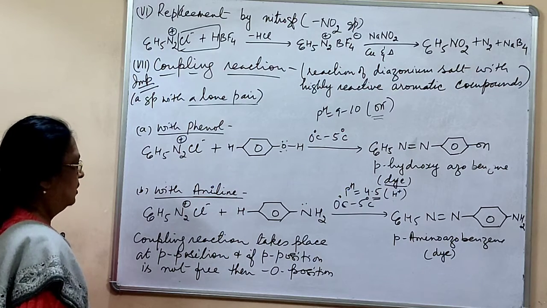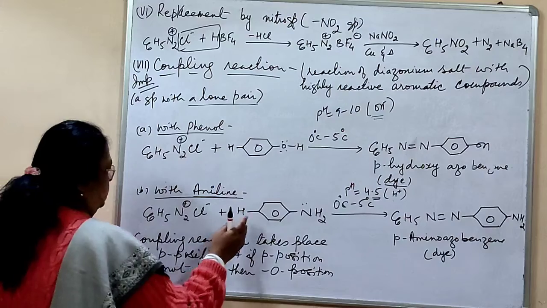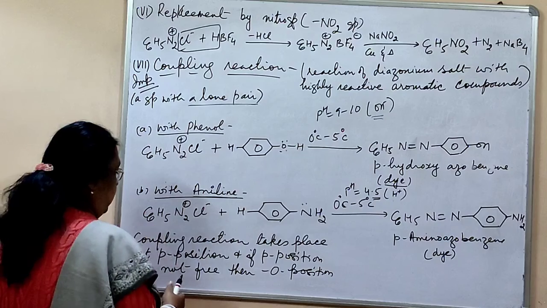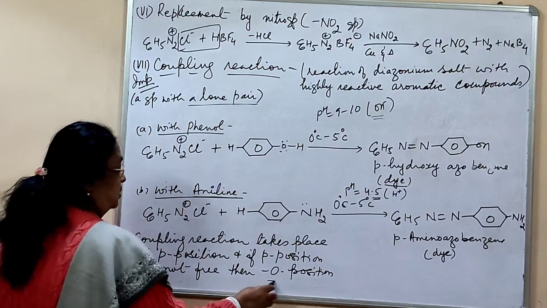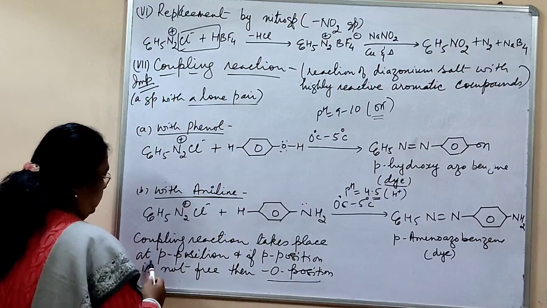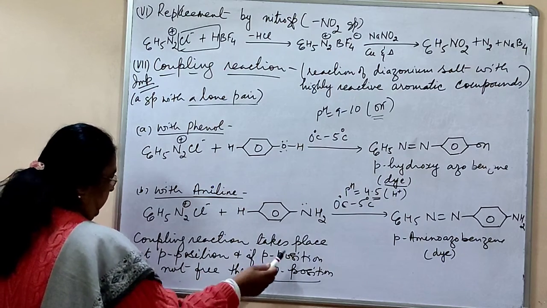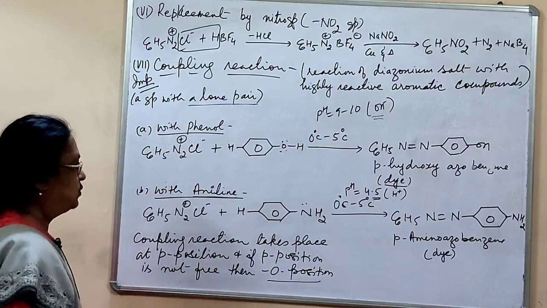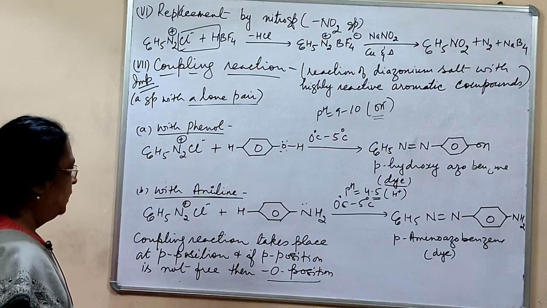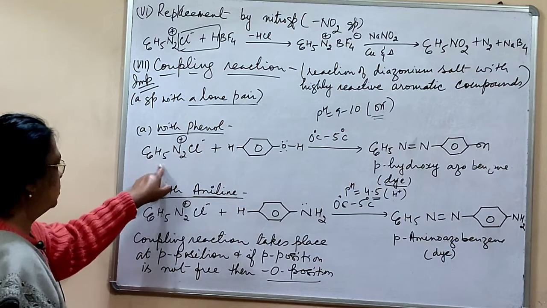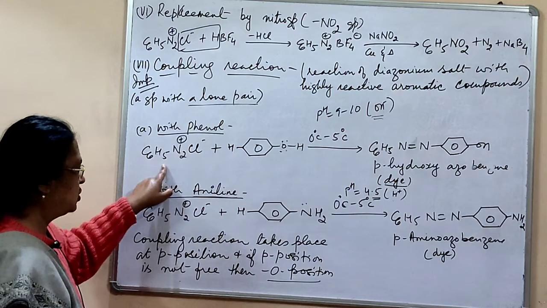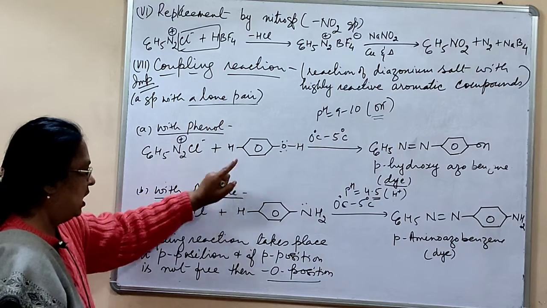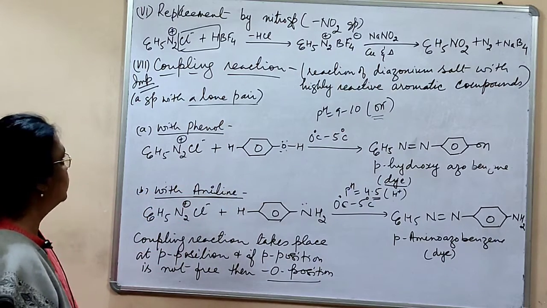found that if suppose aniline is having its para position occupied by some other group, then this coupling reaction will take place at ortho position. Coupling reaction takes place at para position, and if para position is not free, then ortho position. So in substituted phenol and aniline, this diazonium salt will be attached to the para position, and if para position is not free, it will be attached to ortho position.